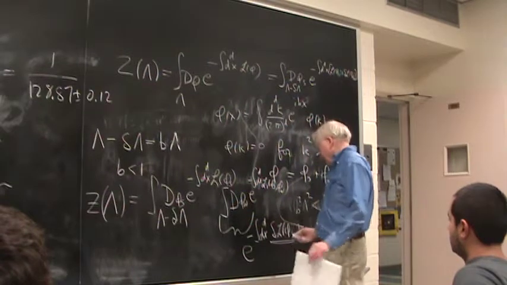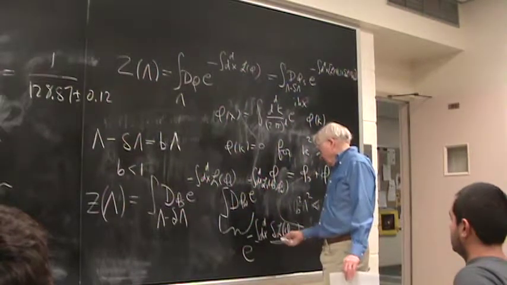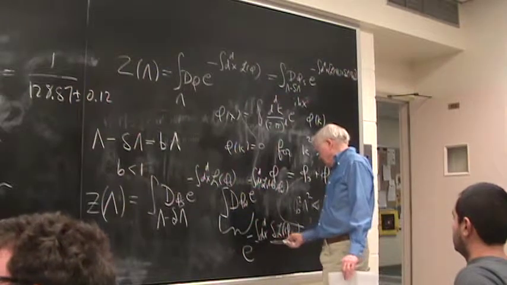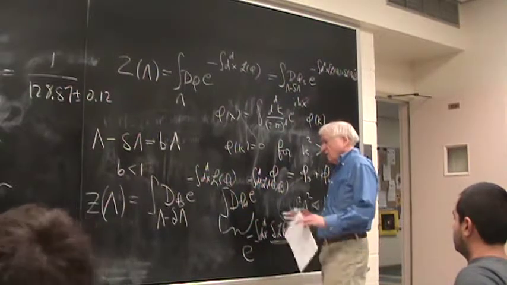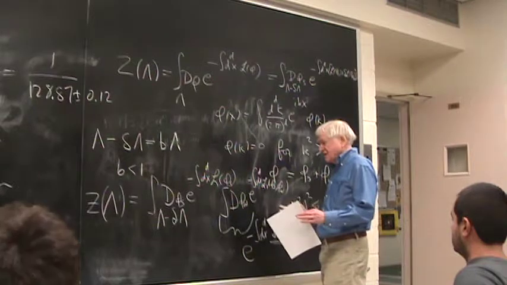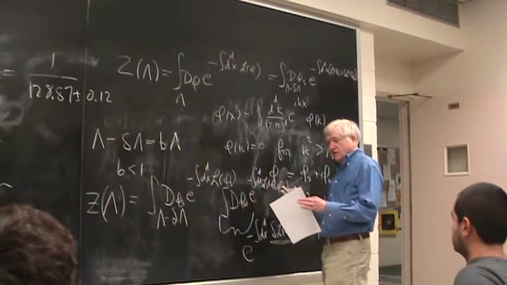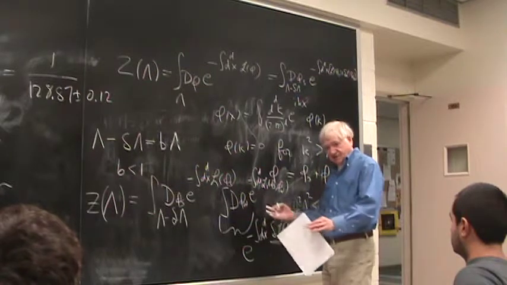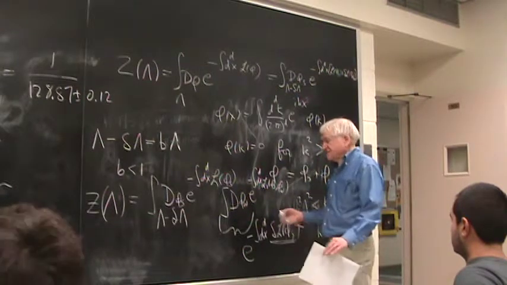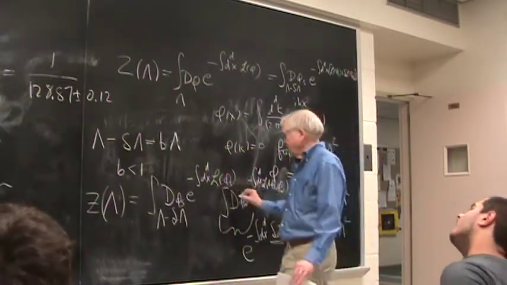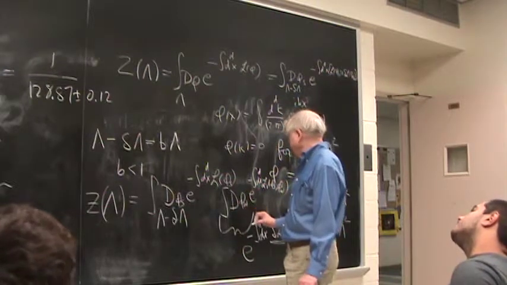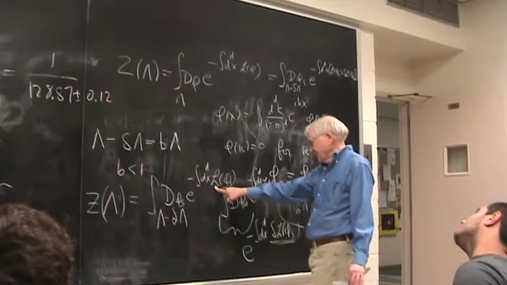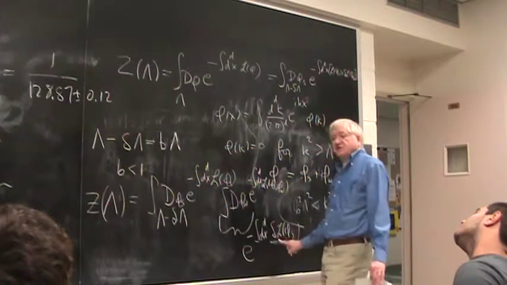So consequently, the delta L of phi slow also can't involve anything other than terms that satisfy the certain symmetries. And so what you're going to have here is going to look just like this, but it's going to have different coefficients.